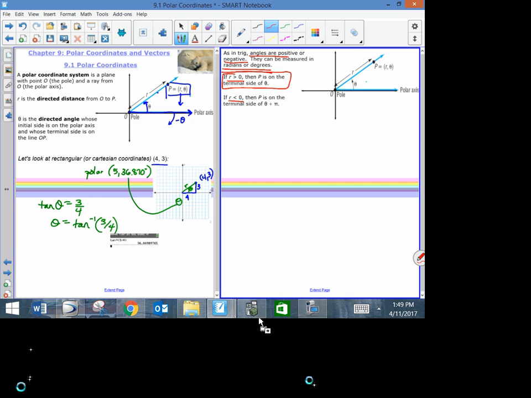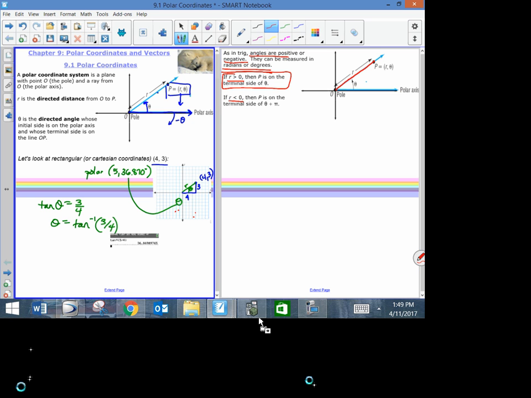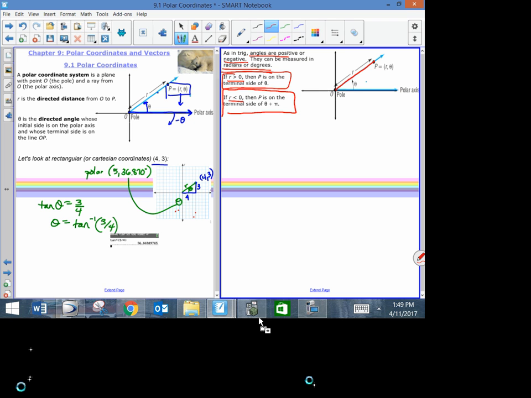P, right here, if R is positive, P is on the terminal side. Which means I don't have to move. Now this right here, from here to here, is 5, according to this diagram. Okay? Now, R less than 0, here's the language: P is on the terminal side of theta plus pi. Okay, pi's in radians. All right, where would that be if R is negative? That's right. It backs up like this.